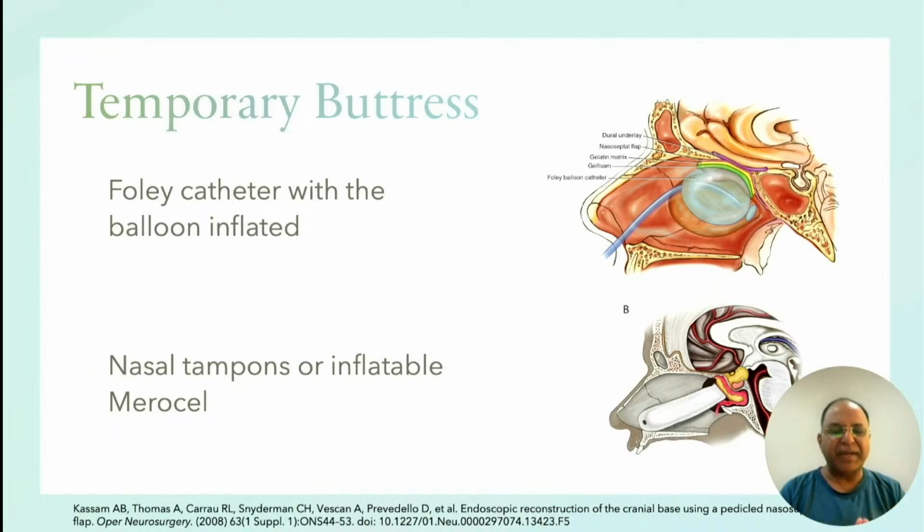One of the fundamental things which we need to understand is, in cases of intraoperative high flow leak, there needs to be a buttress from below. No amount of packing or suturing will help these intraoperative high flow leaks because you need a buttress to prevent the pulsatile high flow leak. And for this, some people have tried to put in a temporary Foley catheter with balloon inflated, or inflatable mirrors have also been tried with good success rate.